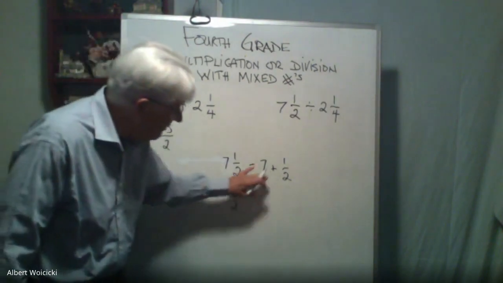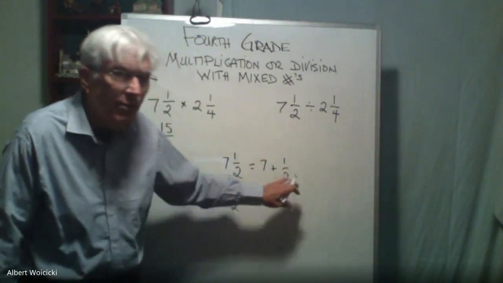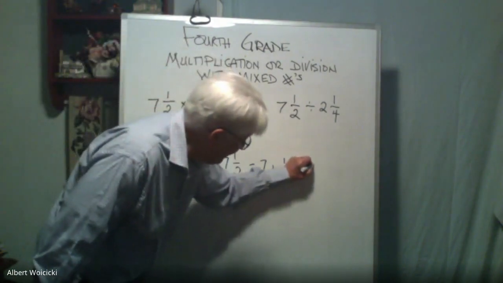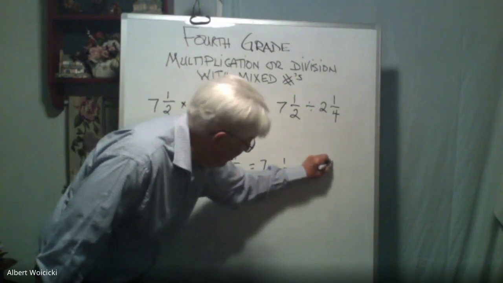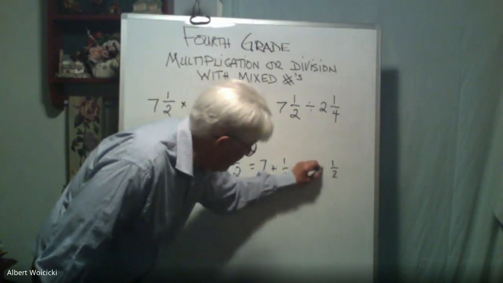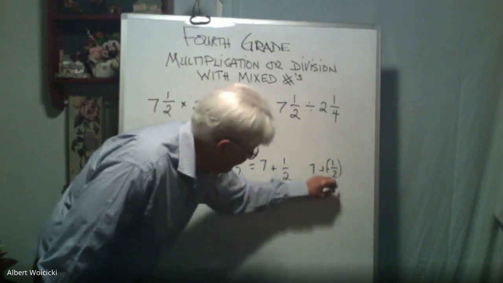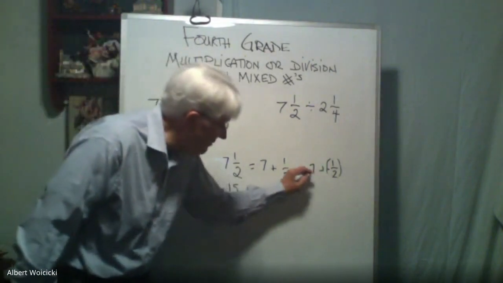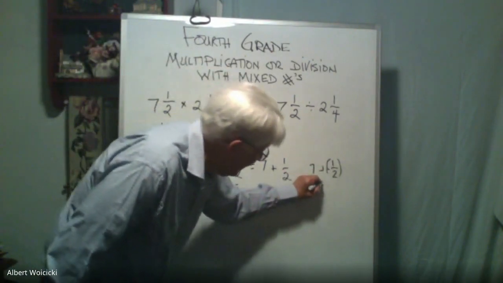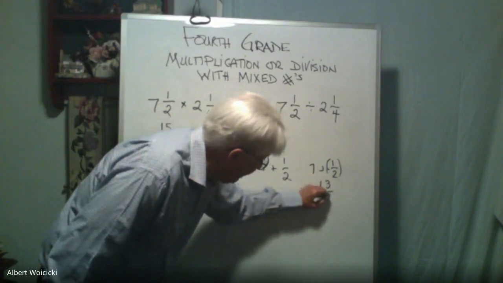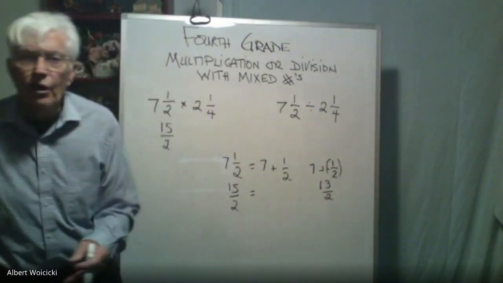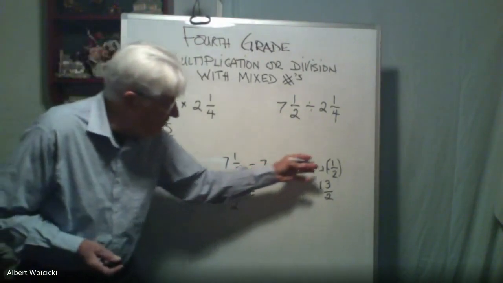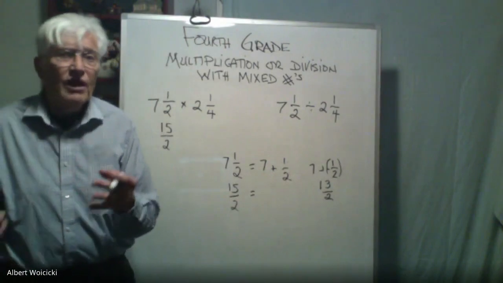Because what if it said 7 minus 1/2? See? And what if it said 7 minus, or add in the opposite direction, 1/2? Well, 2 times 7 is 14, minus 1 is 13 over 2. 13 over 2. So they get an answer for 7 subtract 1/2 really, really quick.